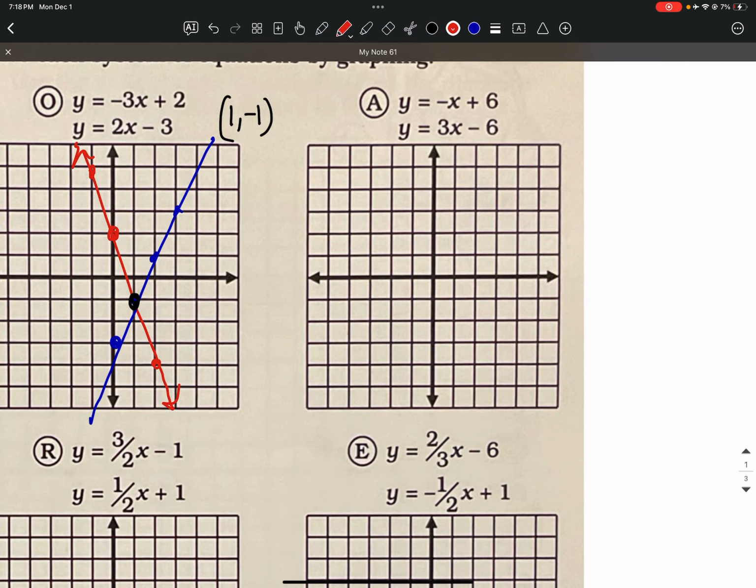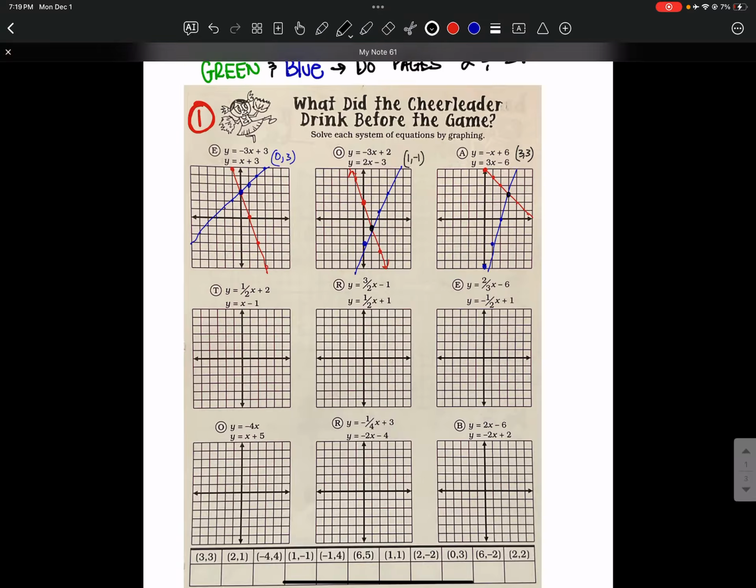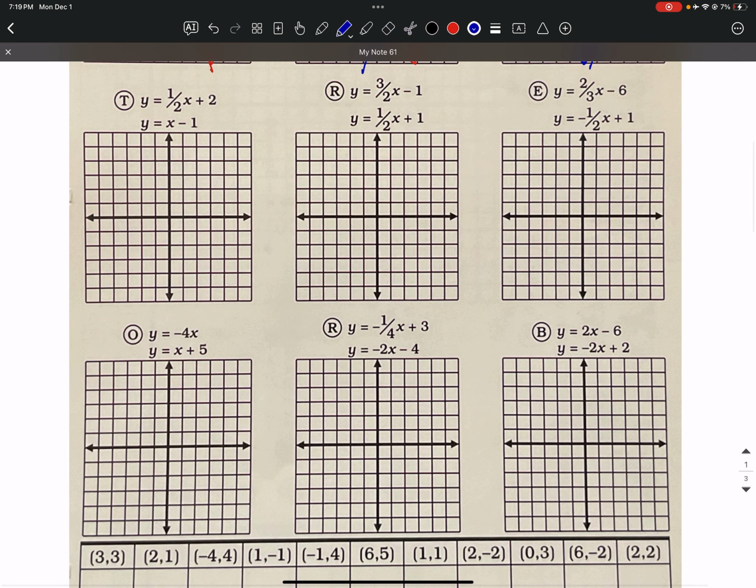This one starts off at 6 right there and goes down 1 every day. This one starts off at negative 6 and goes up 3 every day. So that's what they go like. They hit right there at 3, 3. All right, this one starts off at 2 and goes up 1 every 2 days. Up 1 over 2, up 1 over 2. There we go. This one starts off at negative 1 and goes up 1 every day. There we go.